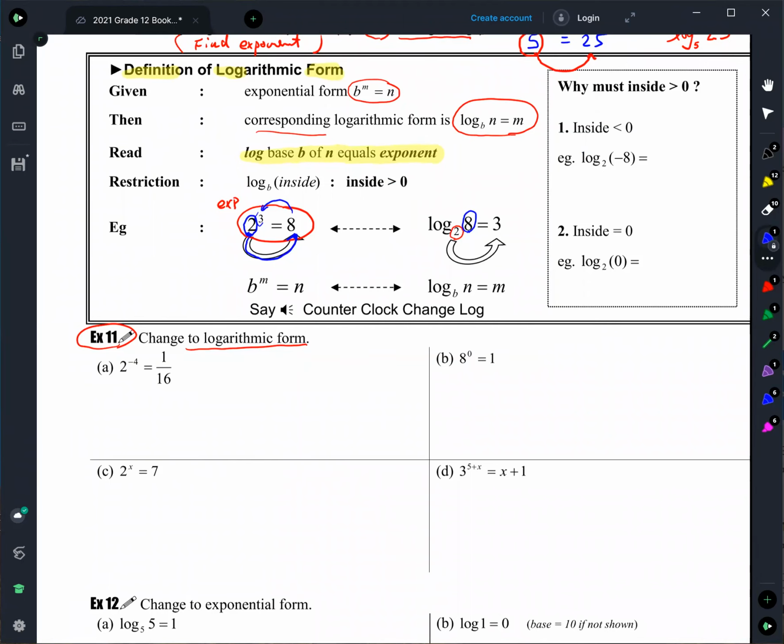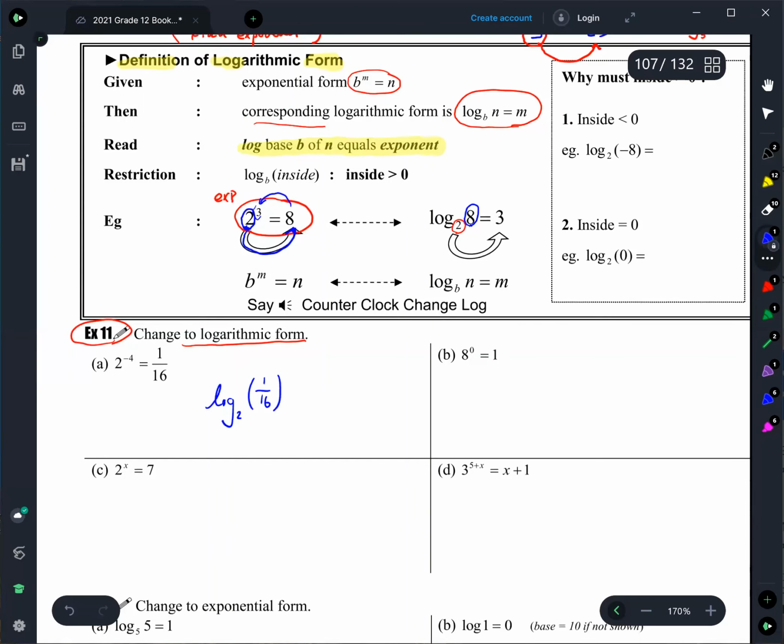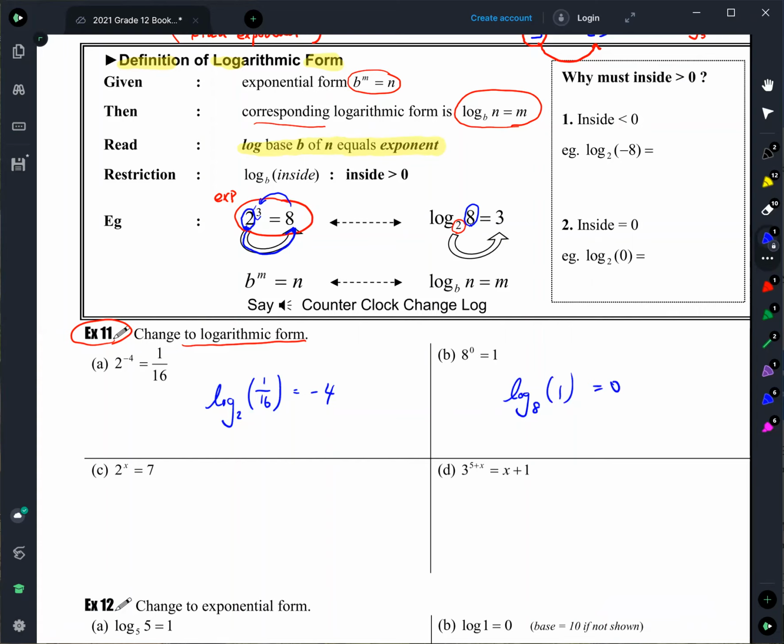Angela, can you tell us what's the log form for question A? Log base 2 of 1 over 16 equals -4. Very good. Let's do the next one. Caleb, can you tell us the log form for B? It should be log base 8 of 1 is equal to 0. Very good. And Marcus, can you try question C?